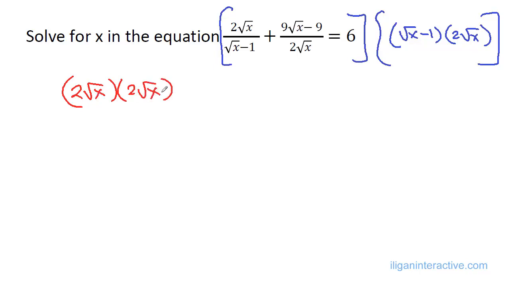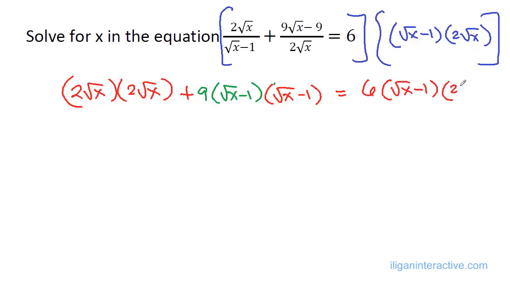Oh, that looks good, right? And how about this? Oh, now I think I see it. This one, first let's try to factor, okay? I'll factor out first the 9, so it will look like square root of x minus 1, and this will be multiplied by this one, square root of x minus 1, because the 2 square root of x will cancel out, equal to 6 times square root of x minus 1 times 2 square root of x.